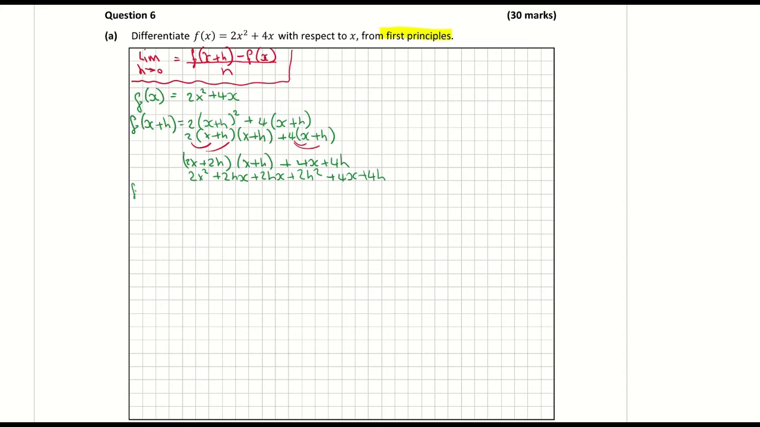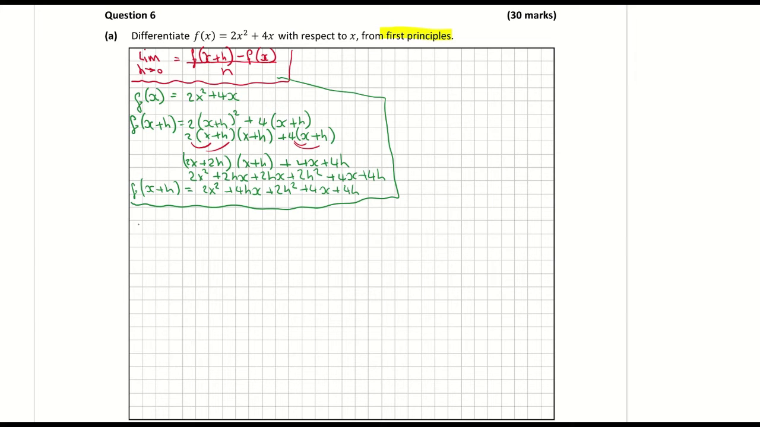So my final line for the value of f of x plus h, tidying it up, is going to be 2x squared plus 4hx plus 2h squared plus 4x plus 4h. I don't think we can tidy that up any further. So that's my little bit of rough work done. I'm going to come back up now and sub all that into my limit formula.